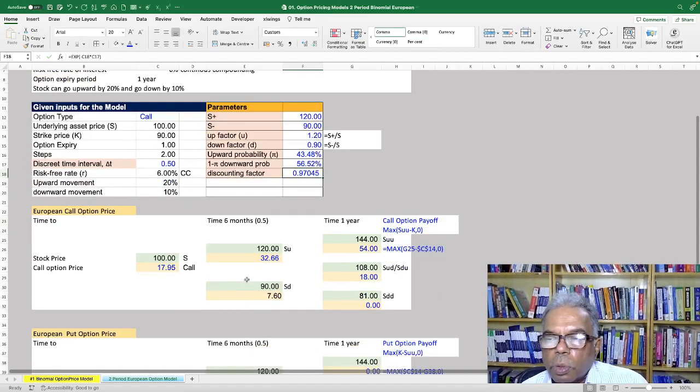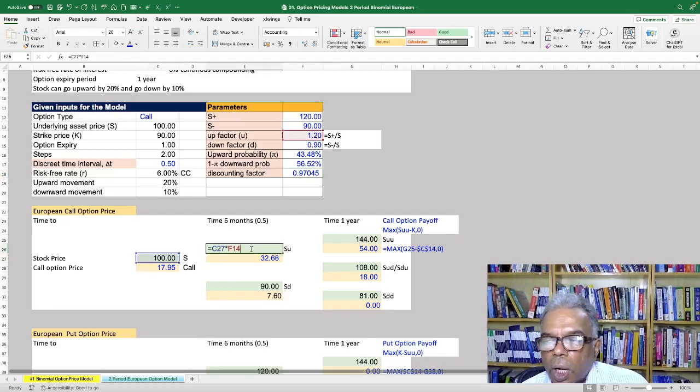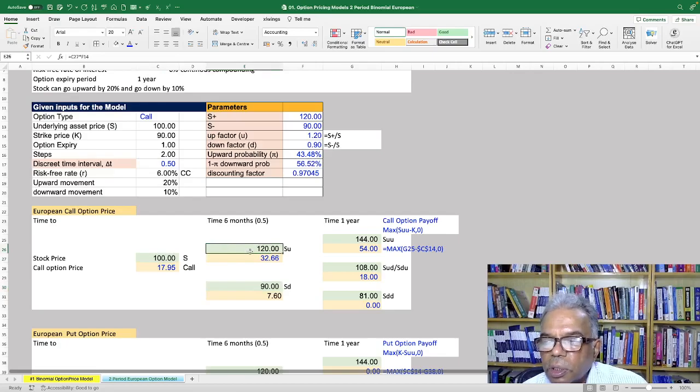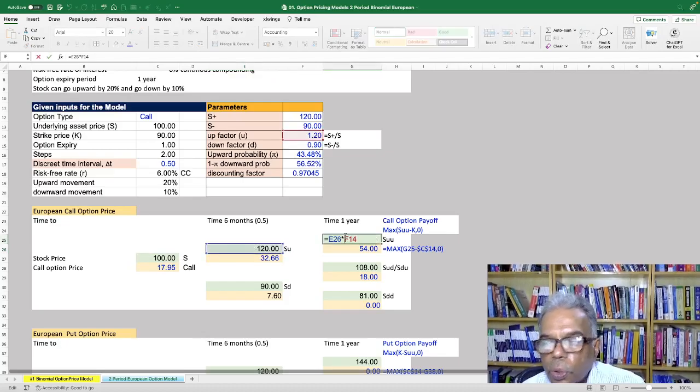Now let's quickly go into how to calculate the two-period European call option price. The current stock price is 100, and it can go to 100 into U, that is 120, or it can come to 100 into D, that is SD, 90. This is the first discrete time interval, 6 months. From 6 months to 1 year, the stock can go from 120 to 144, that is SU into U, and the stock can also come down from there to SUD or SDU.